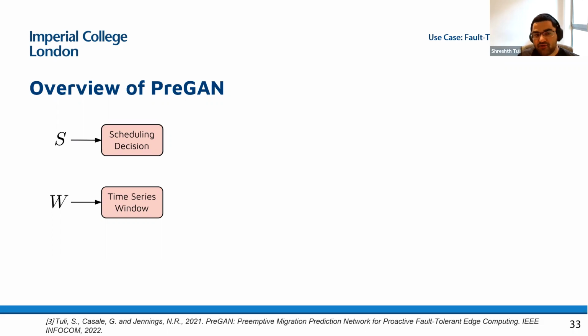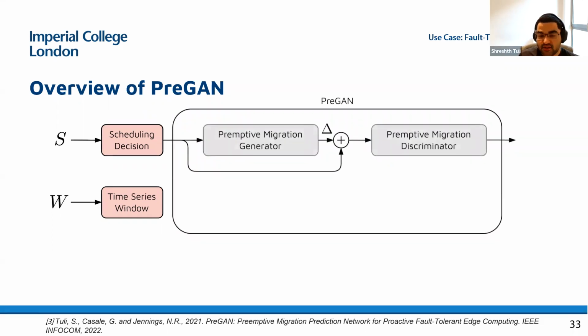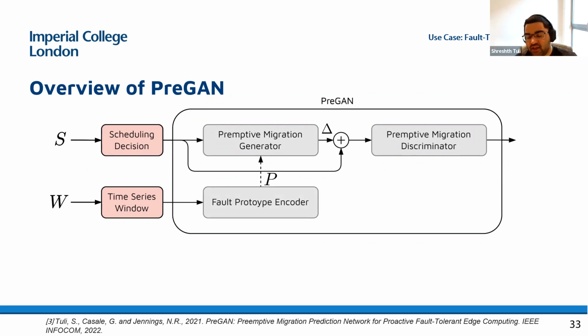And similar to the GAN model that I described previously, the PreGAN model also has a generator and discriminator network. But additionally, it also has this fault prototype encoder that, in a sense, is just a classifier of what kind of fault there would be in, say, a future interval of the system. And so you can consider that the scheduling decision is an image of a bridge, and this fault prototype is the image of a sketch.